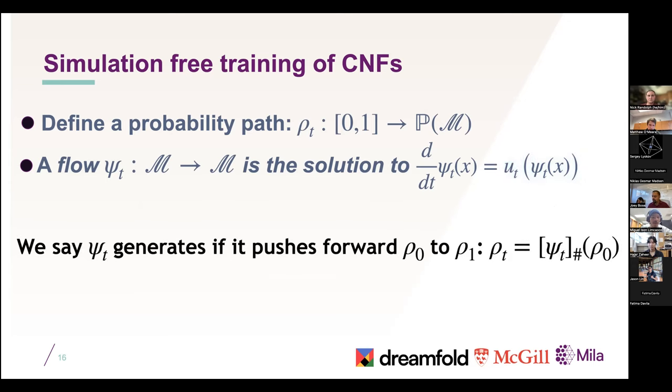So we say that a flow, psi t, generates a probability path rho t if it pushes forward rho zero to rho one. So associated with every probability path, there is a flow, but a flow may not always correspond to any probability path. So you have to define a probability path first, and then you get its associated flow. And really the way that they're related is that psi t pushes forward rho zero to rho t.